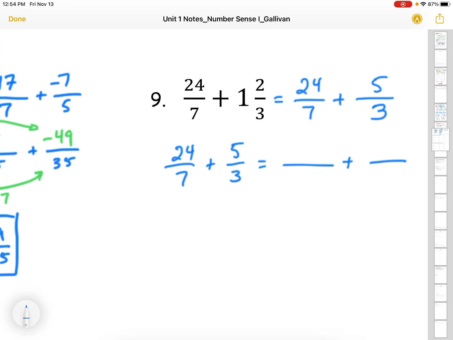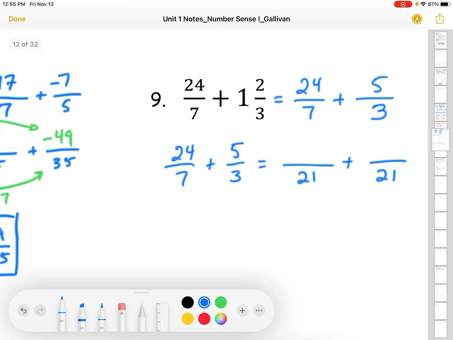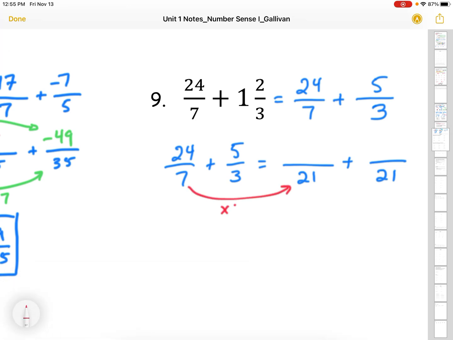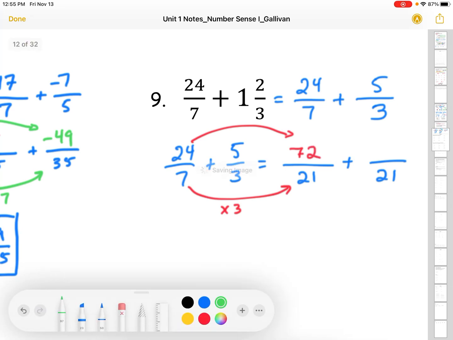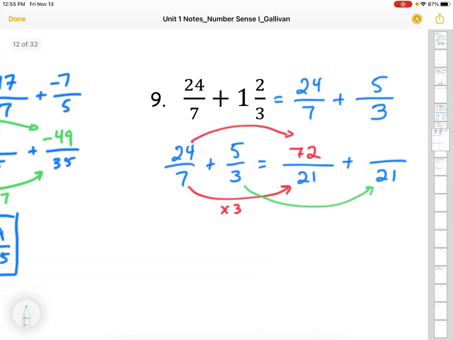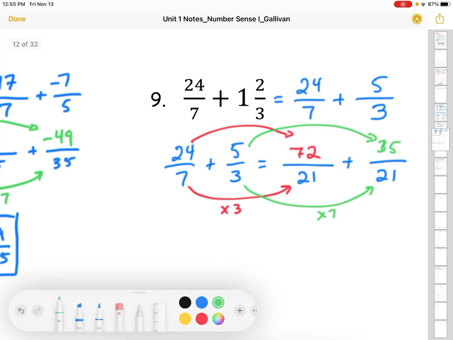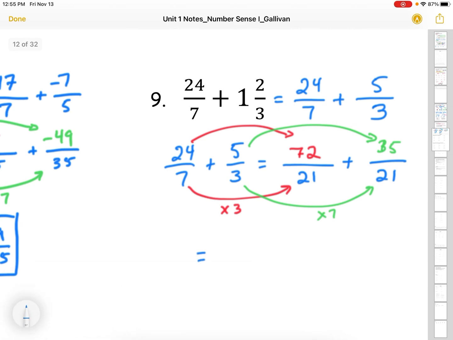Now, my lowest common denominator for 7 and 3 is 21. And then I'm going to multiply 7 times 3. So multiply 24 times 3 is 72. And then 3 times 7. So 5 times 7 is 35. Now I can add my numerators. 72 plus 35 is 107 over 21.